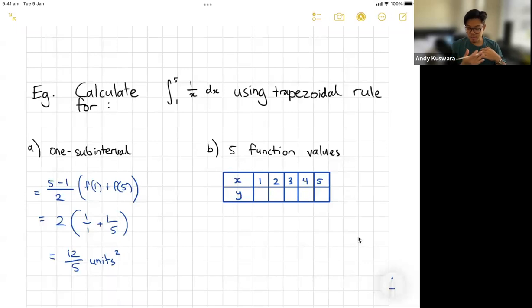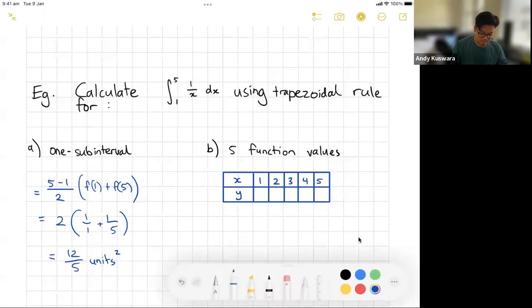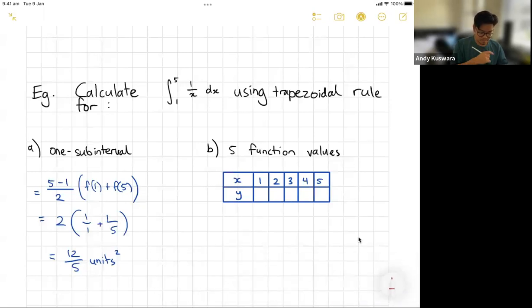Now, if I'm using multiple function values, here's what I would do. I would make a table of values. So if I was to fill out this table of values using my function there, 1 on x, it'll be 1 on 1, which would just be 1. This would be 1 on 2, which would just be half, and so on and so forth. This would be a third, this would be a fourth, and this would be 1/5.